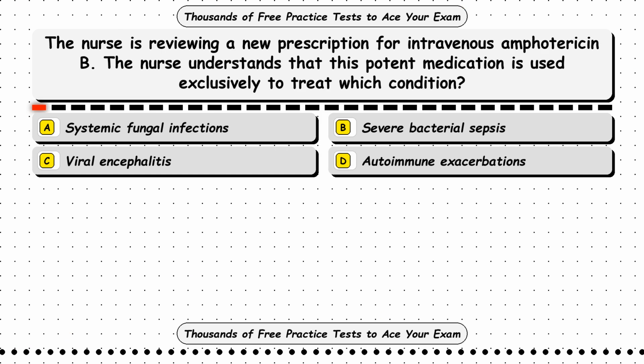Question 127. The nurse is reviewing a new prescription for intravenous amphotericin B. The nurse understands that this potent medication is used exclusively to treat which condition? Option A, systemic fungal infections. Option B, severe bacterial sepsis. Option C, viral encephalitis. Option D, autoimmune exacerbations.